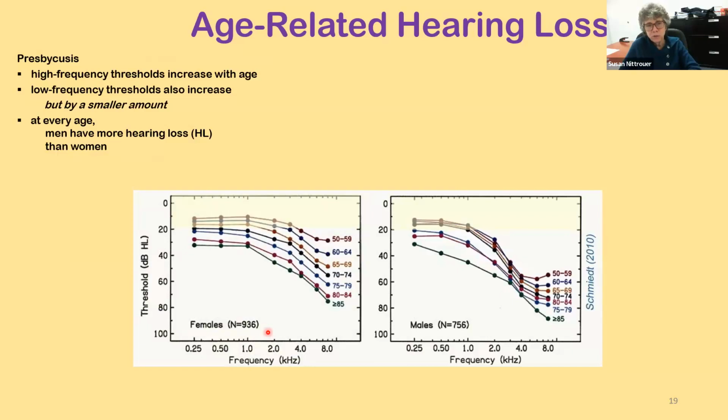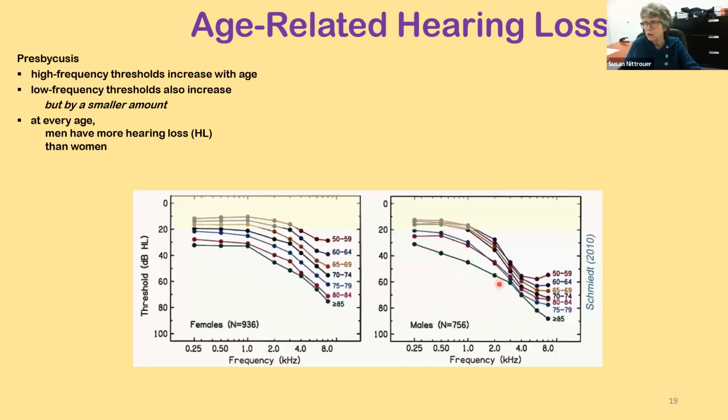Almost everyone who is fortunate enough to age encounters a hearing loss, especially for high frequencies. Here are mean audiograms that this investigator computed across many subjects based on the decade of age. You can see here for women that thresholds decrease, especially in the higher frequencies, as women go from being 50 to over 85.